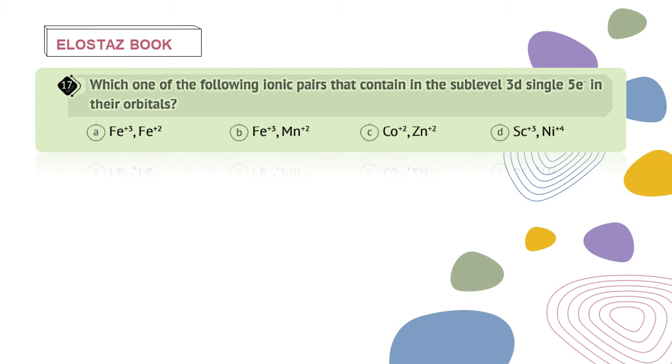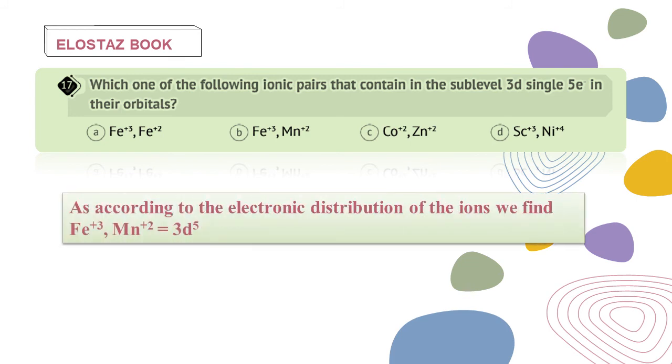We have iron 3, and according to this distribution of ions, we have iron 3 and Mn plus 2, which will have d orbitals containing single electrons, 5 single electrons. So it will be Fe plus 3 and Mn plus 2. The right answer here will be letter B. Okay, let's go on to question 18.